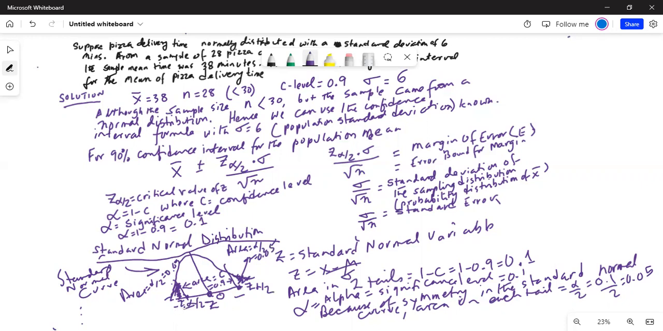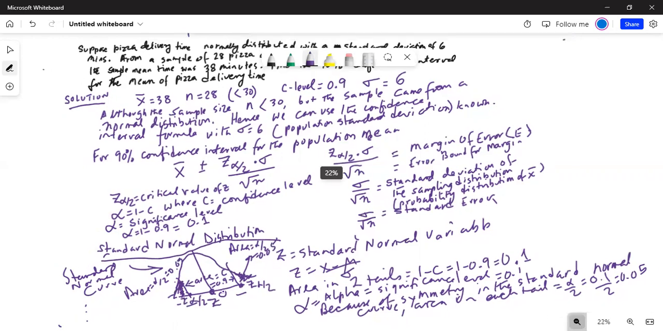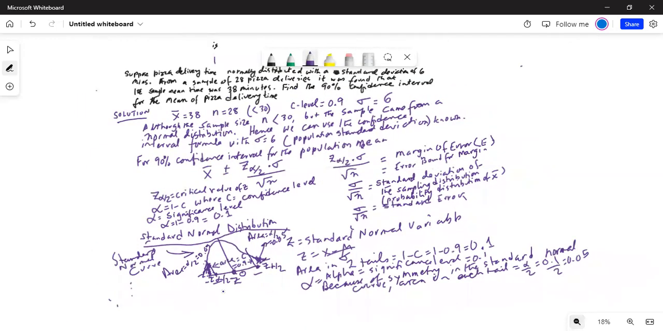Why do I need to know the area on the left tail, which is half of alpha, 0.05? Because that way I can use my calculator to find the critical value of z. So, if I reduce this a little bit more, then use this.